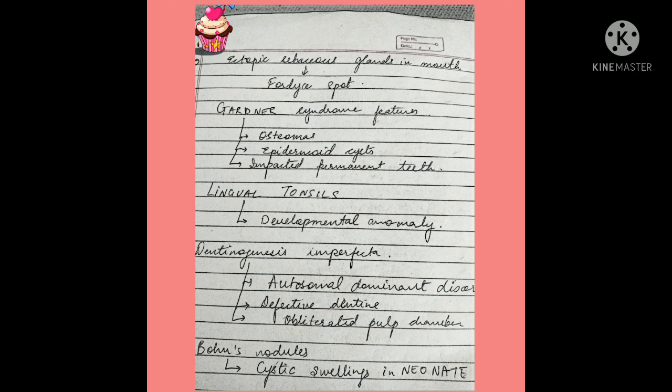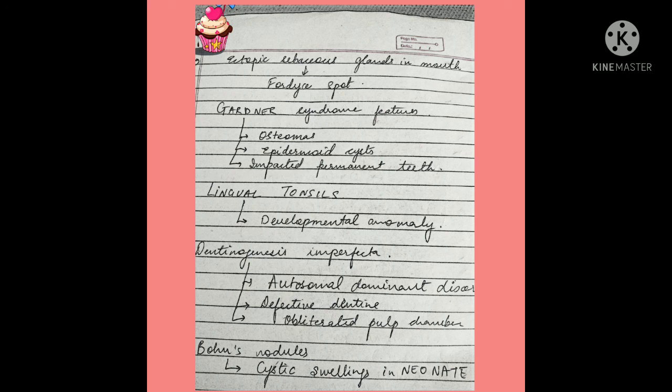And the third point is dentinogenesis dominant. So DD. Dentinogenesis imperfecta is an autosomal dominant disorder.